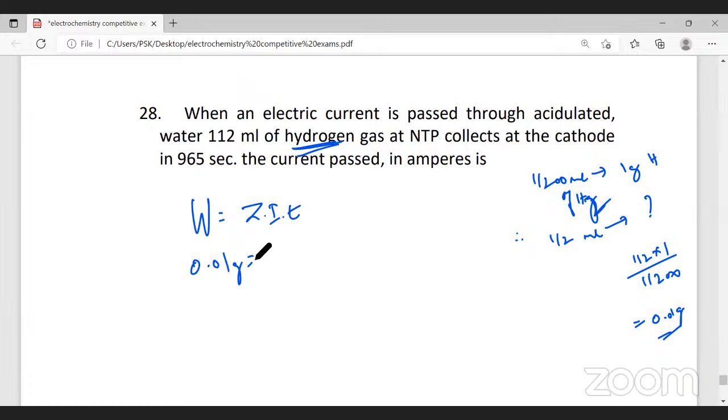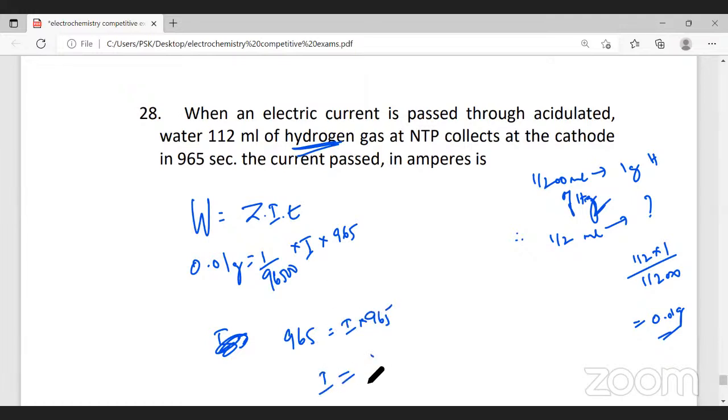Z is 1 by 96,500. We don't know I; we have to calculate I. The time given is 965 seconds. If I multiply by 0.01, I get 965 equal to I into 965. So I becomes 1 ampere. Yes, correct, 1 ampere.